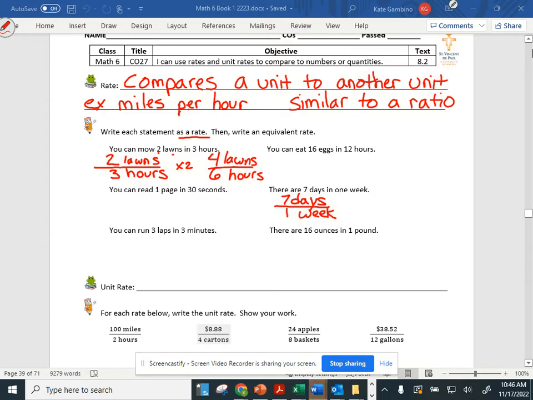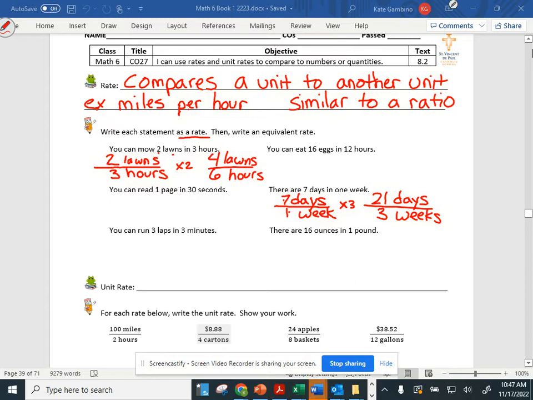Now I need to do an equivalent fraction. How could I do an equivalent fraction, Aiden? Times 3. I can do times 3. 7 days times 3 gives me 21 days. And that gives me how many weeks? 3, because 3 times 1 is 3. So if there's 7 days per week, I know there are 21 days every 3 weeks.